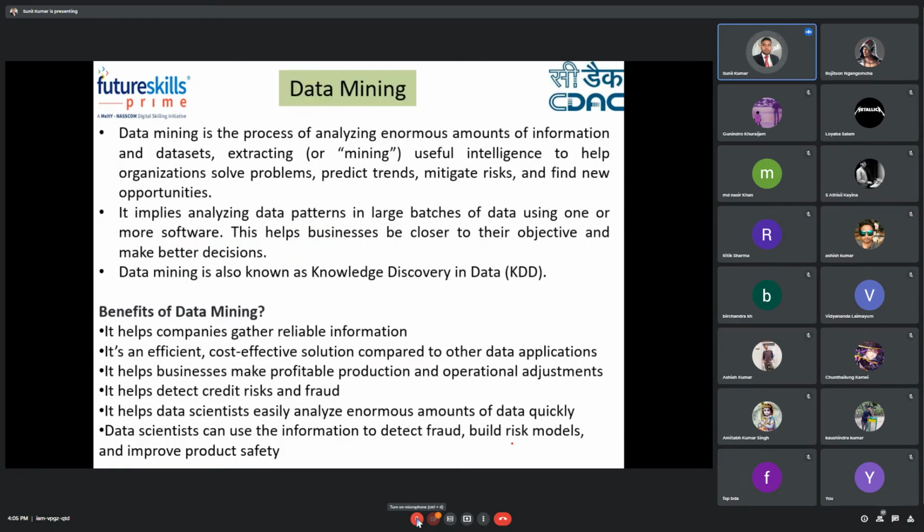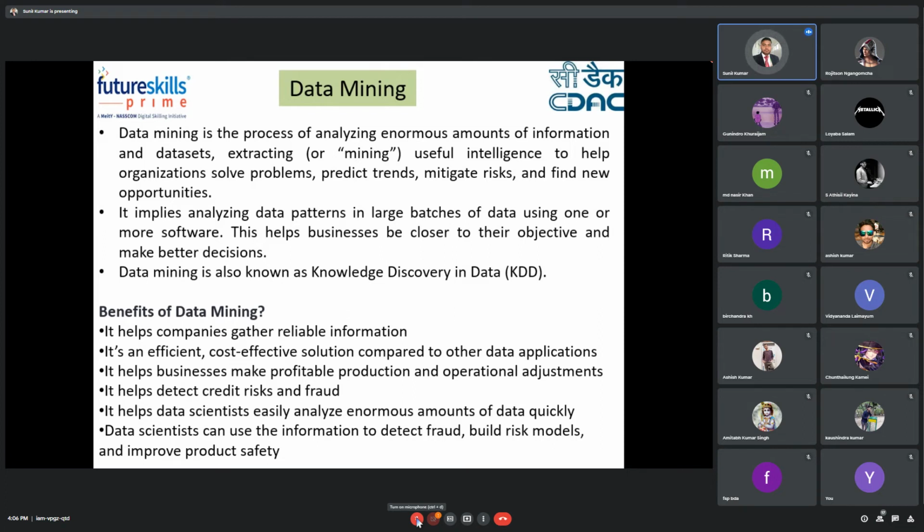Data mining. What is data mining? Any idea? Have you heard about mining? Yes, sir. What is the meaning of mining? That is extraction. Extraction of data from a large data set to make predictions, to make the analysis, or to get the actual analysis of your business. That is known as data mining.